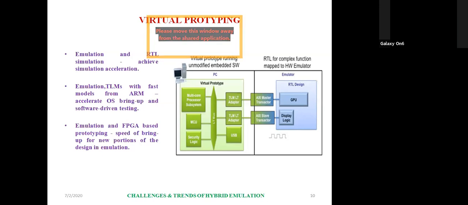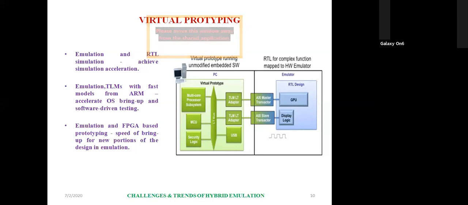So the virtual prototyping and the RTL emulation go hand in hand to achieve high-speed benefits. That is, it achieves simulation acceleration, hardware acceleration. When you see the transaction level model, it consists of SystemC in virtual prototyping, though without SystemC also they work. So fast models from ARM can accelerate the operating system board bring up and the software driven testing.